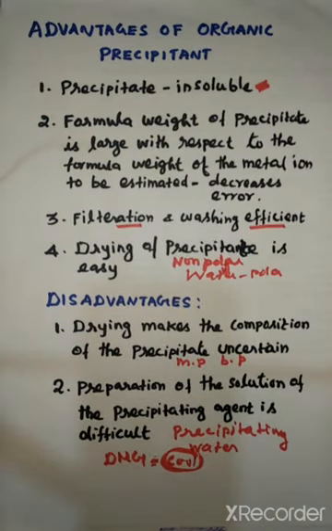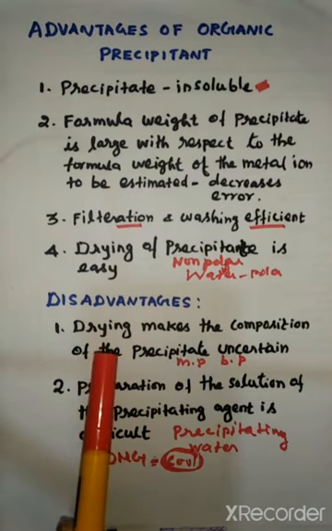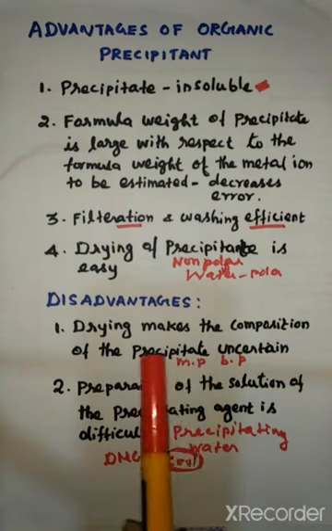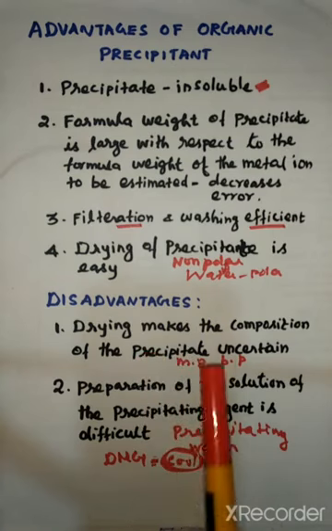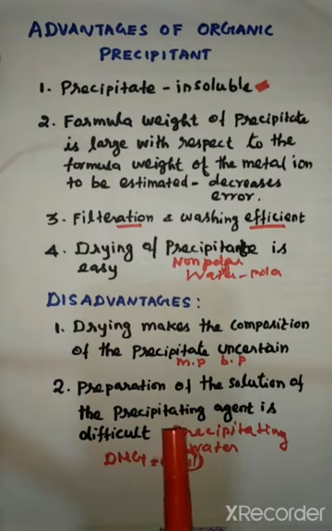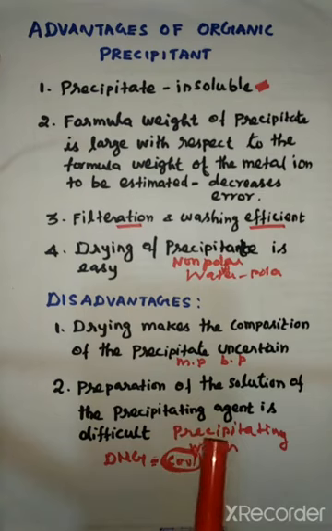Therefore, there are two disadvantages when we are using an organic compound as a precipitating agent. The precipitant may become uncertain due to being volatile on heating, and dissolving the precipitant for the preparation of the solution is very difficult because it is insoluble in water.